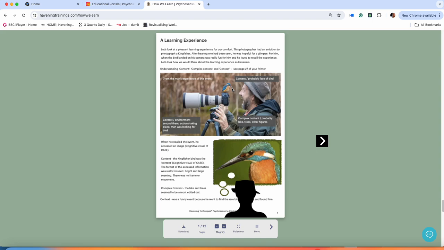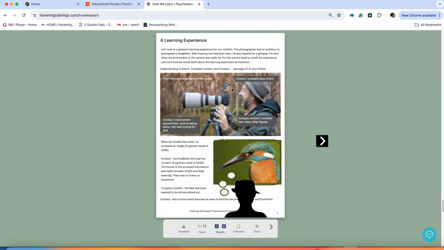So here the photographer has spent ages and ages trying to get a photograph of the kingfisher way on the other side of the lake, trying not to disturb it and everything, and he's hugely amazed because the kingfisher has come and landed on his camera and is looking at him. So it's funny, yeah? So when he recalls this, that's him down below, he's recalling it, he gets an image, and the content is the kingfisher. And you can see how the complex content has sort of faded out, it's just all gone green. But actually look at it all, there was all these complex branches and lake and probably people walking around and noises and all sorts of things.